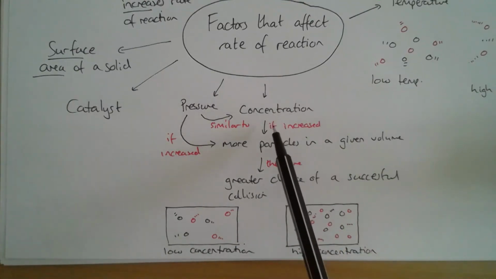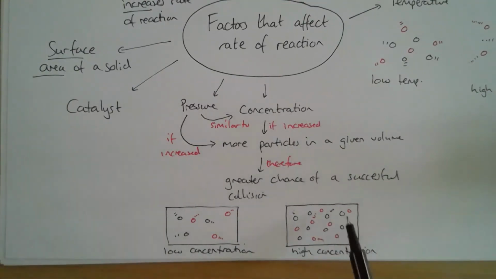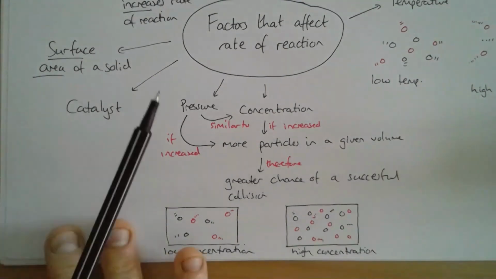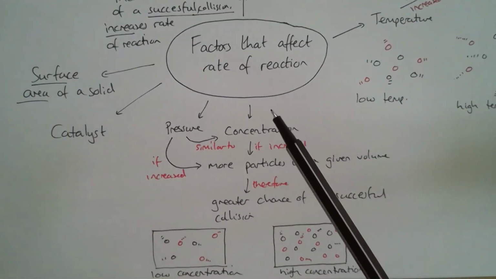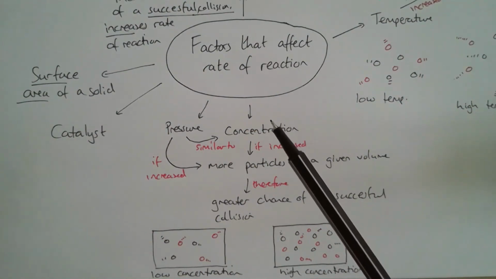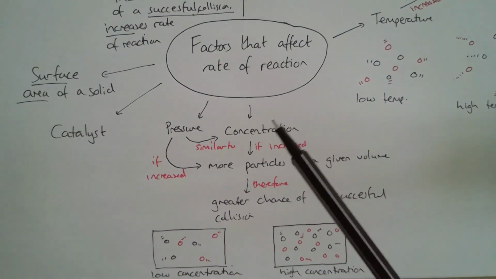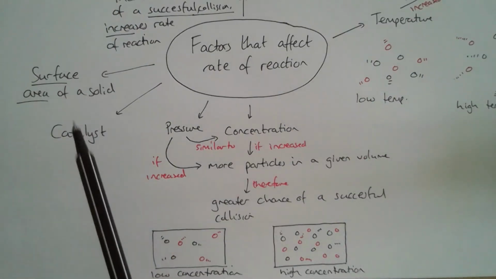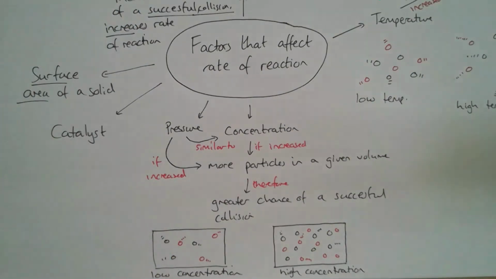Concentration. If we increase the concentration, there are more particles in that given volume, and therefore there is a greater chance of a successful collision taking place. So increasing temperature and increasing concentration both lead to an increase in the rate of reaction because there's an increase in the chance of a successful collision. And then we've got these two, the surface area and a catalyst, which we're going to deal with in a separate lesson. Thank you very much.